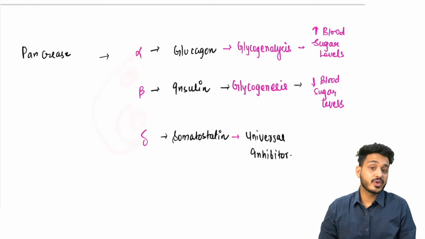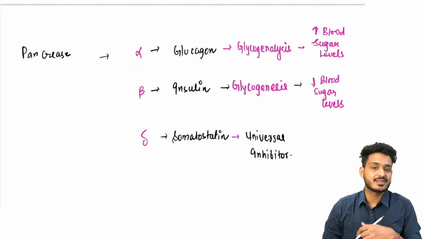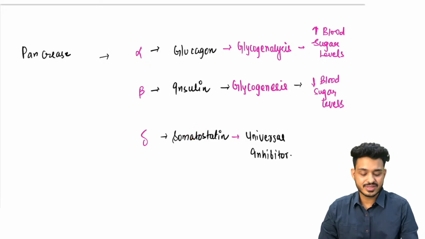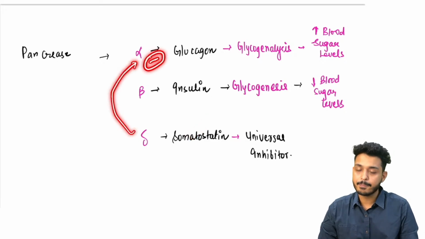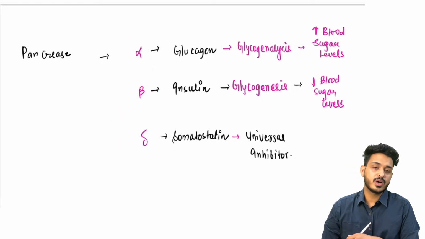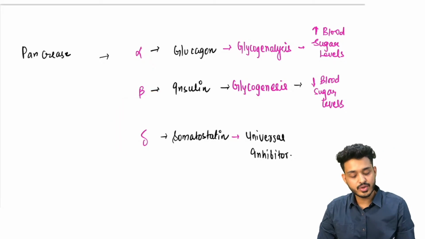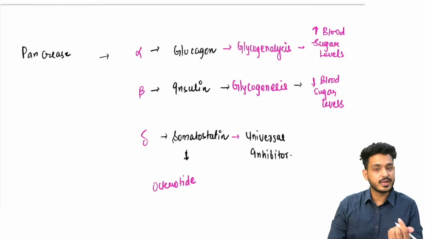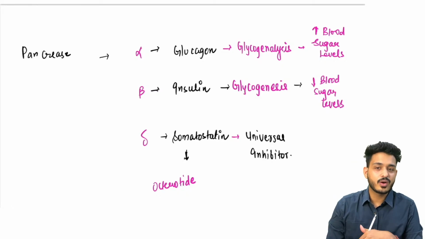So suppose you have a cancer of glucagon cells, like you are having glucagonoma, so what can we use? We can use somatostatin because it is going to inhibit what? Alpha cells. It can also be used in cases of insulinoma. And what is the drug that is a somatostatin analog? That is going to be octreotide, right? So this octreotide can be used in insulinoma as well as in glucagonoma, right?